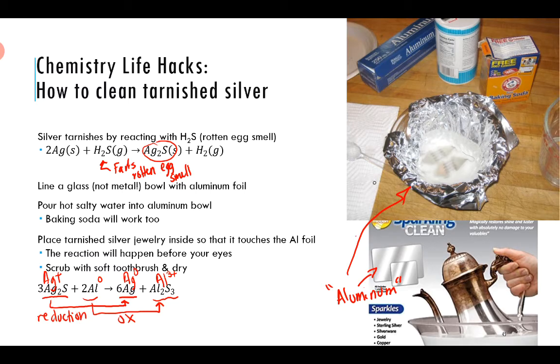And so what we need is we need our aluminum solid in a bowl. Use a glass bowl, not another metal bowl. You don't want to risk accidentally oxidizing your metal bowl instead of reducing the silver. So line a glass bowl or something with the aluminum foil, fill it with water. That's going to act as your medium for the electrons to flow.